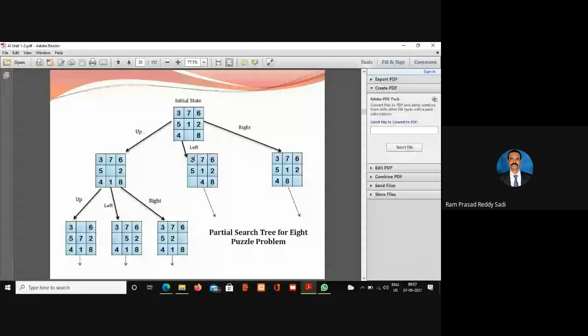See, if I say up, that means I have moved the blank space up. That means a blank space is created in the upward direction. So 1 has to be moved. This is one possible state.